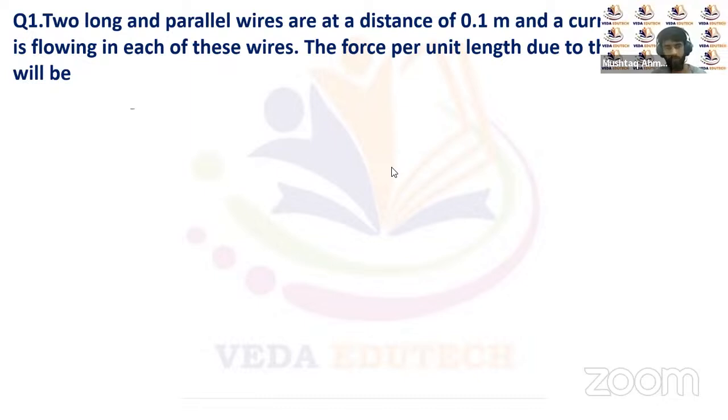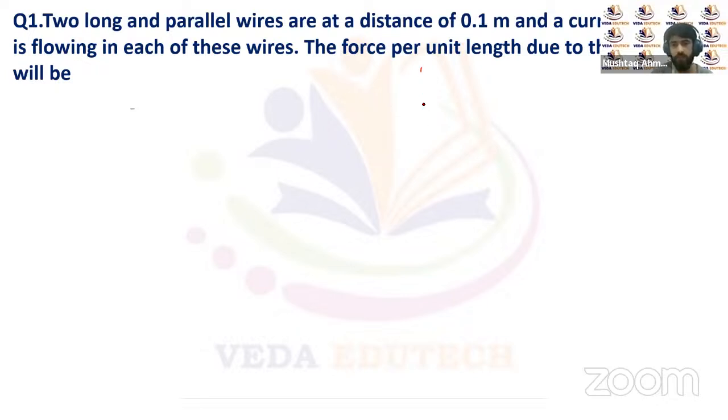Now, let's begin with question number one. Question number one is with respect to the concept that whenever we have one current carrying object in the presence of some external field of another object, the current carrying object will experience some magnetic force, right? In the same manner, when we have two parallel current carrying wires, one wire will experience magnetic force because of the magnetic field of the other wire. In the same way, the second wire will also face a magnetic force because of the magnetic field of the first wire, right?